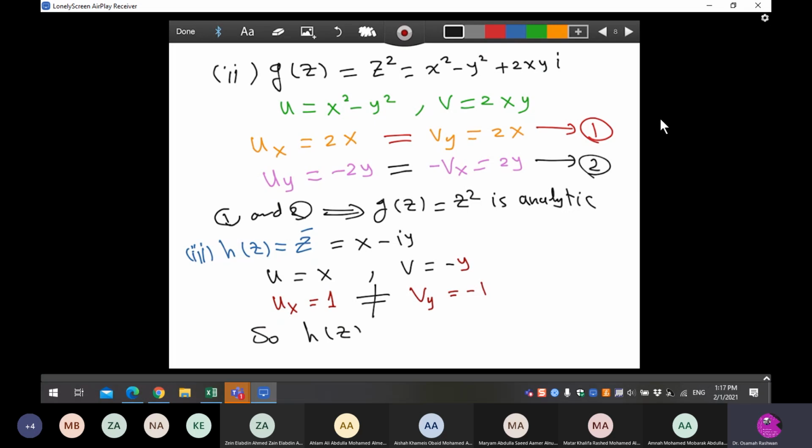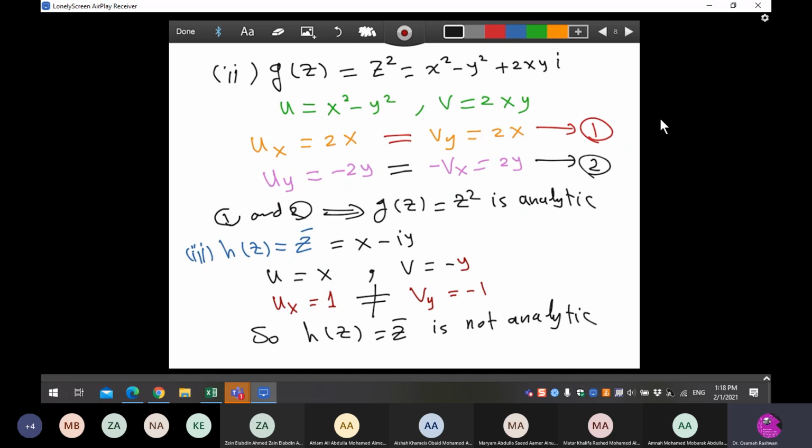So h of z equal to z bar is not analytic. So if it is not analytic, it will not be differentiable, right? Catch it? Can you take a screenshot from this one? Done. Thank you.